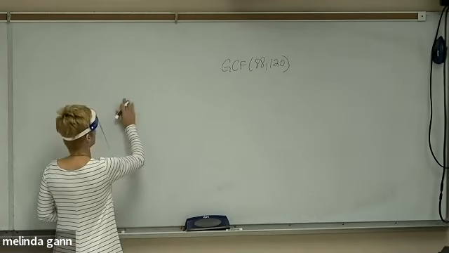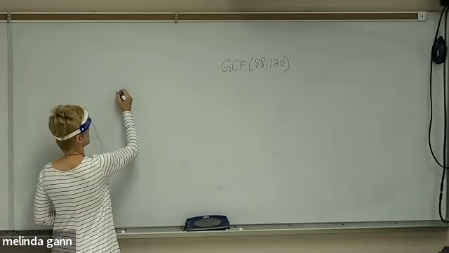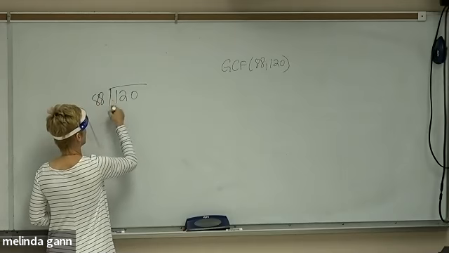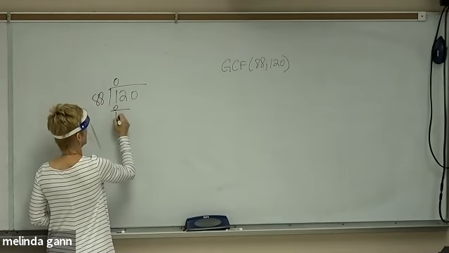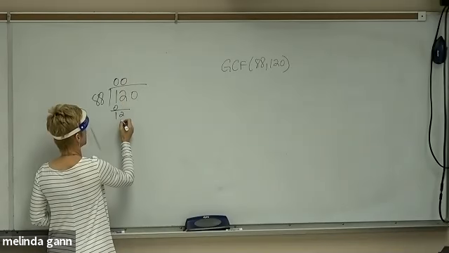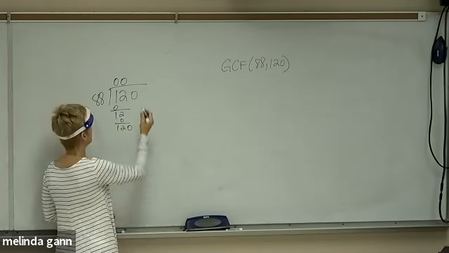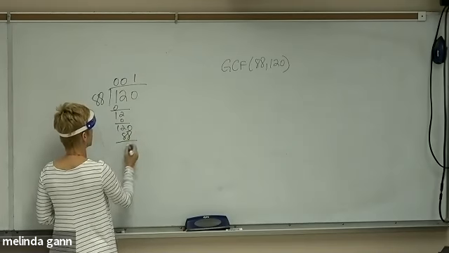Which one am I going to divide by what? What am I going to write down? 120 divided by 88. Okay, I can't pull any 88s out of 1. I can't pull any 88s out of 12. How many could you pull out of 120? 1.